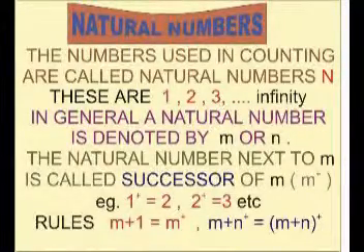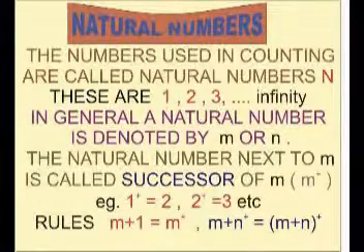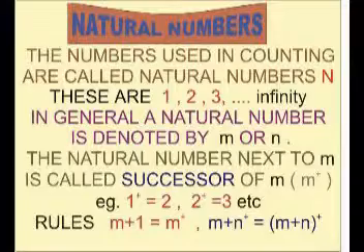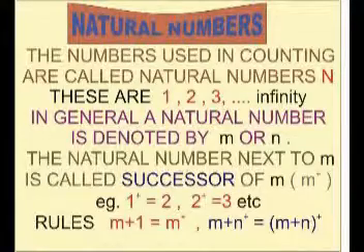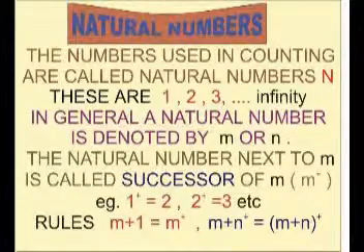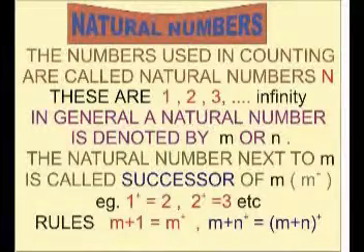The natural number next to m is called the successor of m, that is m+. For example, 1+ is equal to 2, 2+ is equal to 3, etc. The rules are: m plus 1 is equal to m+. m plus the successor of n is equal to the successor of m plus n.